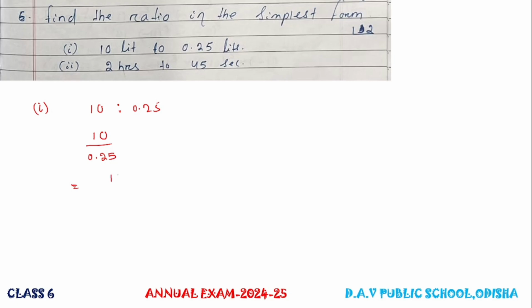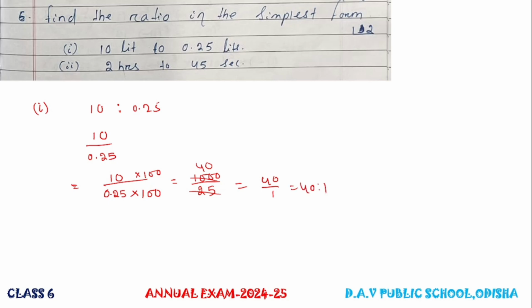Now we can write 10 divided by 0.25. When we multiply 100 in denominator, also we multiply numerator, the denominator becomes normal number, because 0.25 into 100, that is 25. That's why we multiply 100. Then our numerator is 1000. Now 25 times 4 is 100, 0. So 40 divided by 1, that is 40 is to 1.